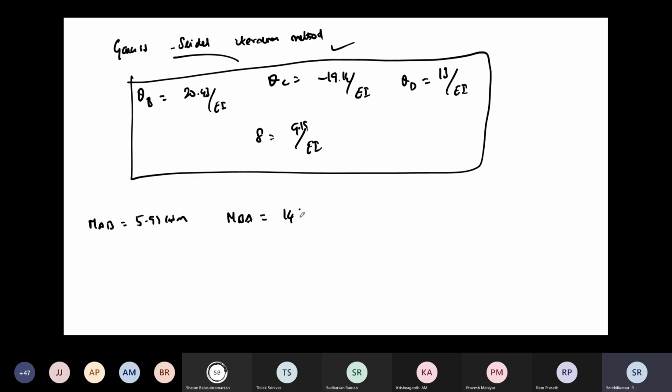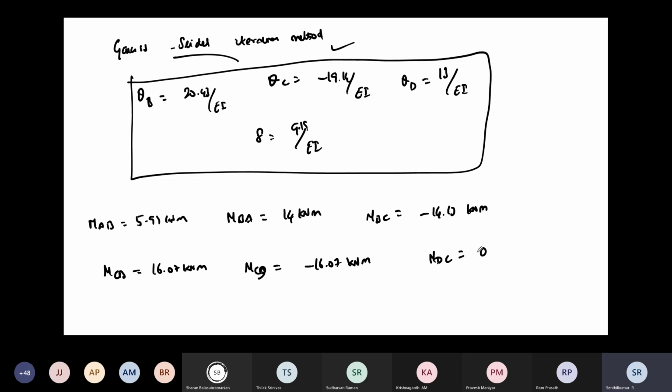Substitute again into MAB, MBA and so on, and you will get MAB equal to 5.99 kilonewton meter, MBA equal to 14 kilonewton meter, MBC equal to minus 14.13 kilonewton meter, MCB equal to 16.07 kilonewton meter, MCD equal to minus 16.07 kilonewton meter.